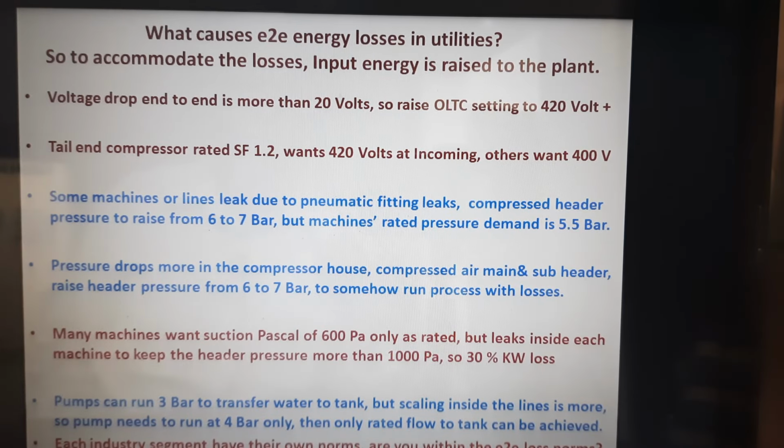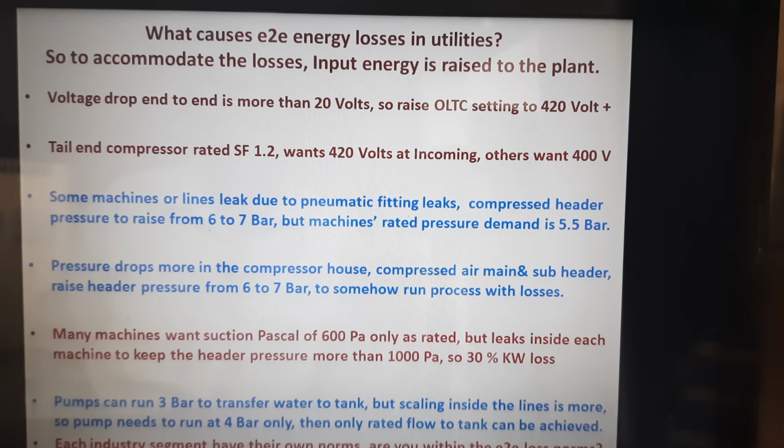What causes the end-to-end energy losses in the utilities? To accommodate the end-to-end energy losses, the input energy for the given utility, whether it is a compressor, a pump, a blower, or the electrical distribution, needs to be raised. Ultimately, this is an energy loss that has not been noticed by the industry till now. Let us visualize the end-to-end energy losses that are happening and see how this can be optimized.